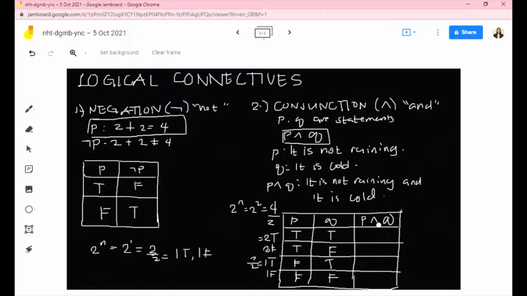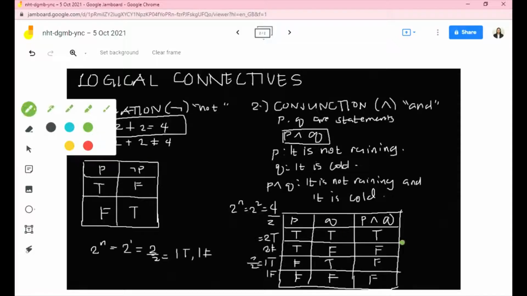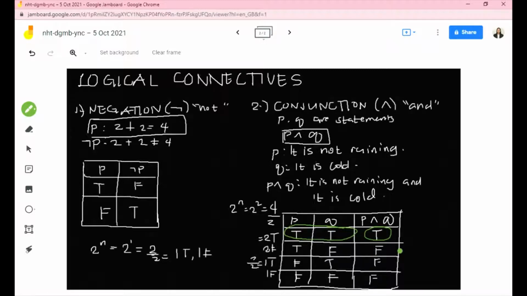Now let's go and get P and Q. Again, P and Q will only be true if both your P and your Q are also true. So we have true and true, that is true. True and false, that is false. False and true, that is still false. And we have false and false, that's still false. So you see, it will only be true if both of the propositions are true. Alright, now let's continue to the next connective.